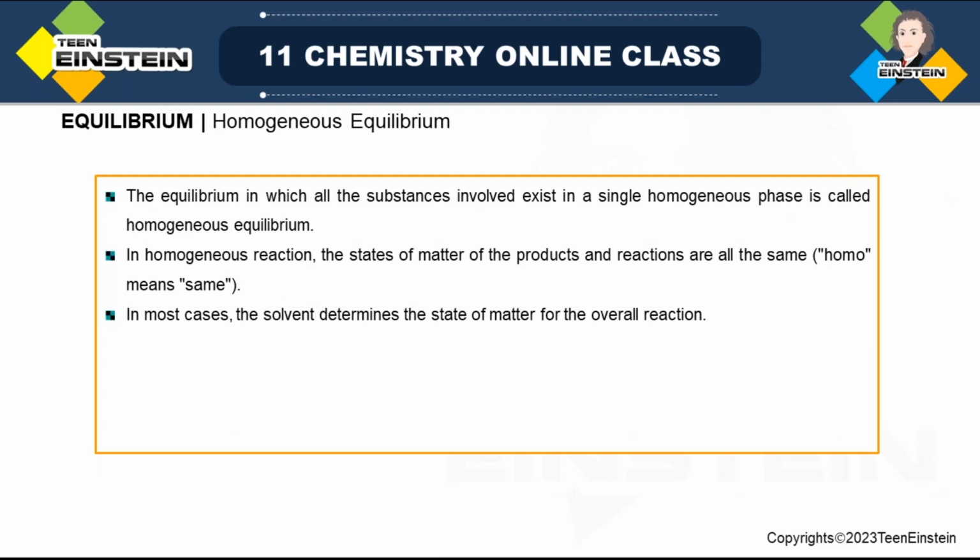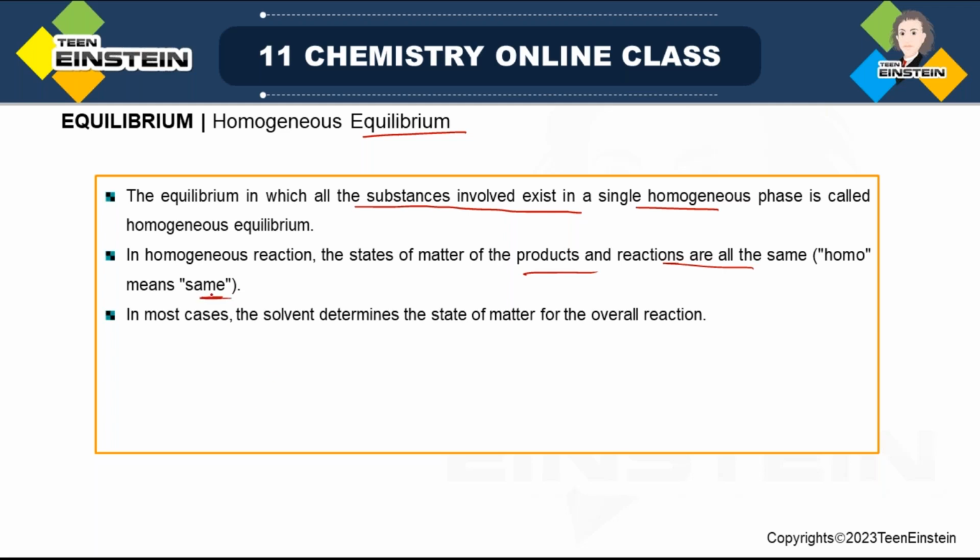Homogeneous equilibrium, and there is another term which is heterogeneous equilibrium. So homogeneous equilibrium means it is just like a homogeneous mixture. Homogeneous mixture means whatever substance we have in the mixture, all are in the same physical state. So when you are talking about equilibrium, the same logic will be applied. The equilibrium in which all the substances involved exist in a single homogeneous phase, then you can use the term homogeneous equilibrium. So here states of matter of products and reactants will all be the same. So if something is aqueous on the right hand side, then the left hand side also will be the same, because homo means same.